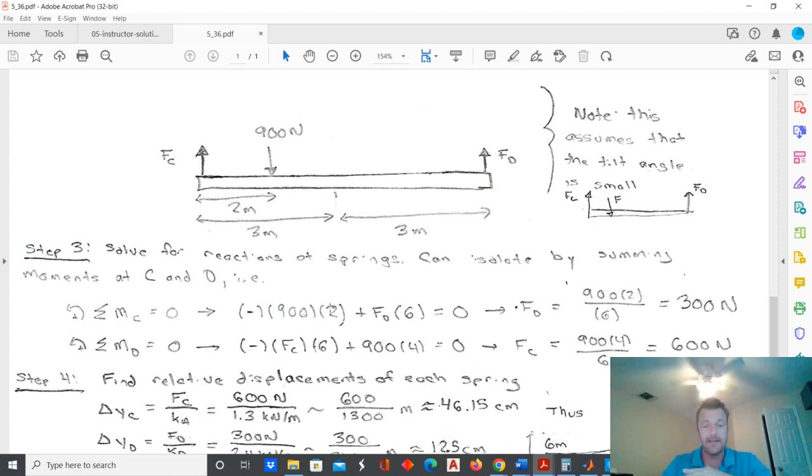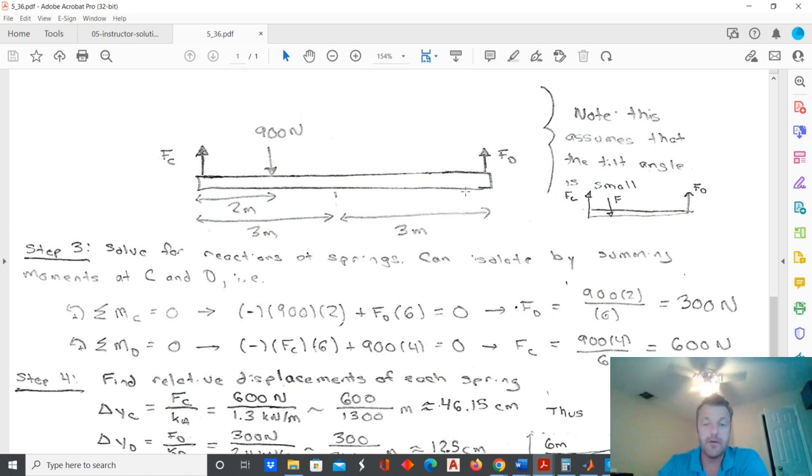In contrast, that tendency of the 900 Newton force to swing the beam in the clockwise direction is going to be counterbalanced by the tendency of the reaction at D to pull it back in the counterclockwise direction. And if you think about it, since this reaction at D is so far away from point C relative to the 900 Newton force, it makes sense that FD is not going to have to be as strong of a force in order to counterbalance that rotation. That's just the way that torques work. And that's exactly what we see here.